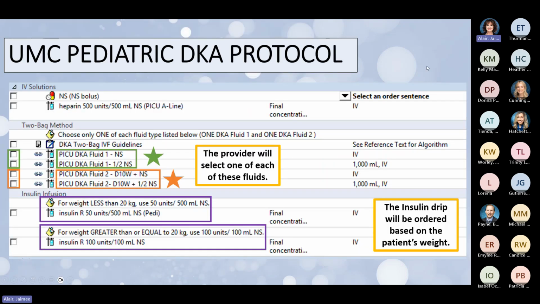The most important thing here, though, is our fluids. We have several options for fluids, and the provider is the one that chooses one. But fluid 1 is always NS, fluid 2 is always D10. There's never anything different. Those do have extra electrolytes in them, which I'll show in just a second. And then, of course, we have our insulin. Here at UMC, we do different concentrations based on weight. And then that started still at the same rate.